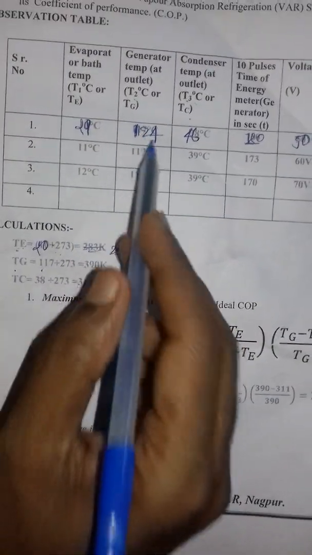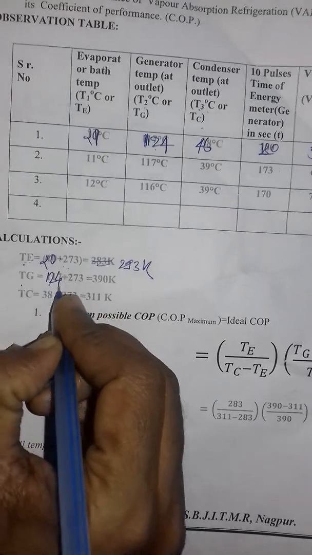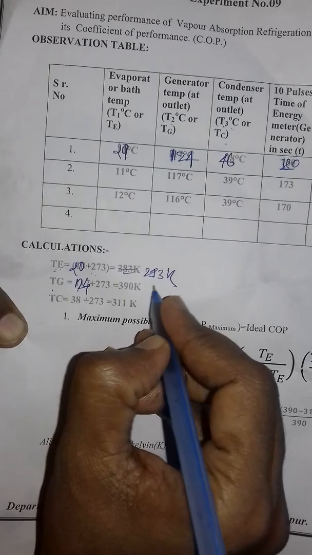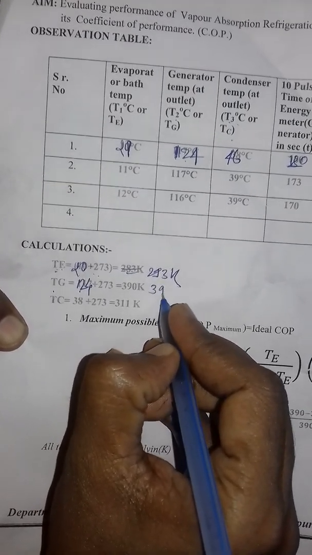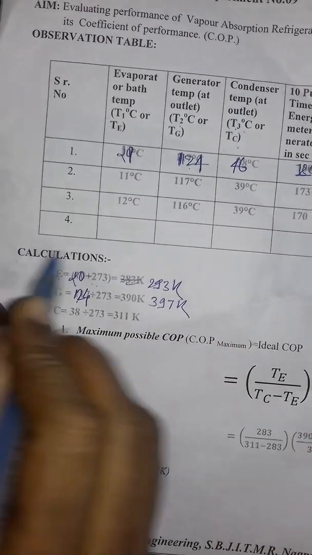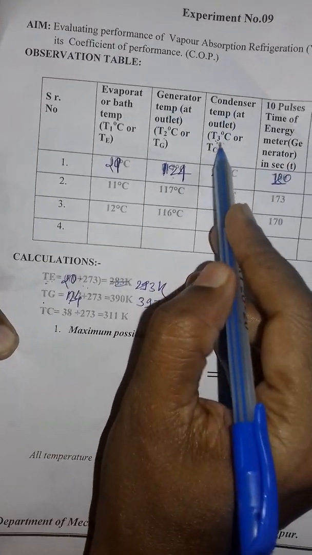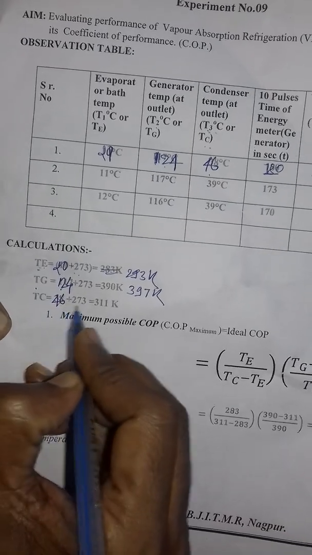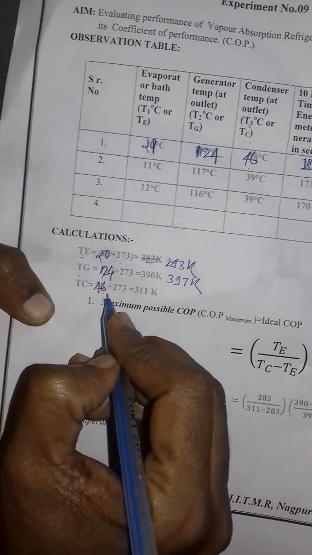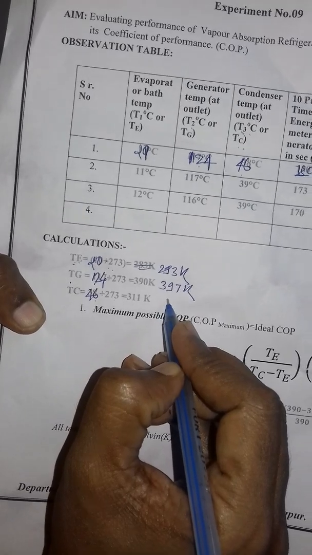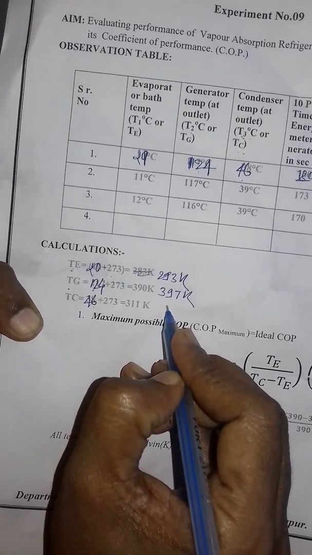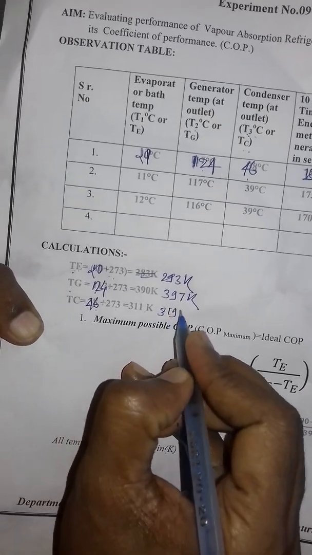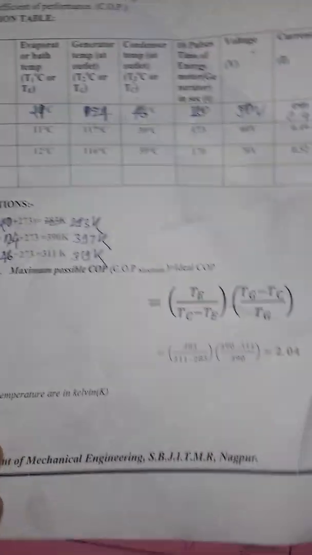Then the second temperature, the generator temperature, T2 or TG. It is 124, so 124 plus 273 will be 397 Kelvin. And the last temperature, the condenser temperature, T3 or TC, is 46. Again we add 273 to 46, so you will get 319 Kelvin. So you have got these temperatures in Kelvin.